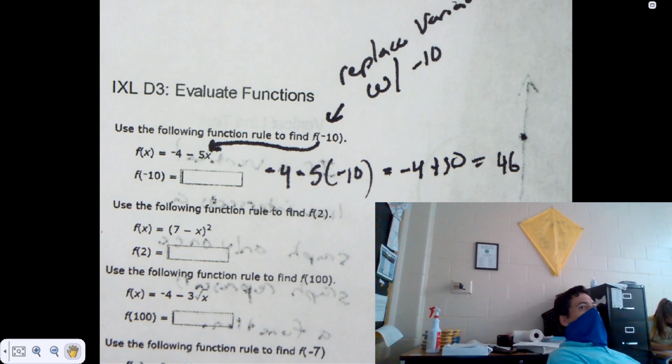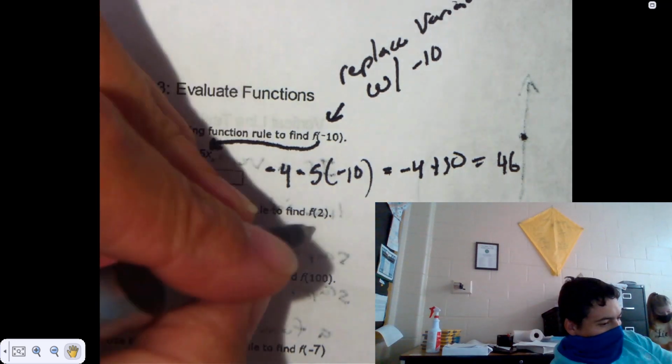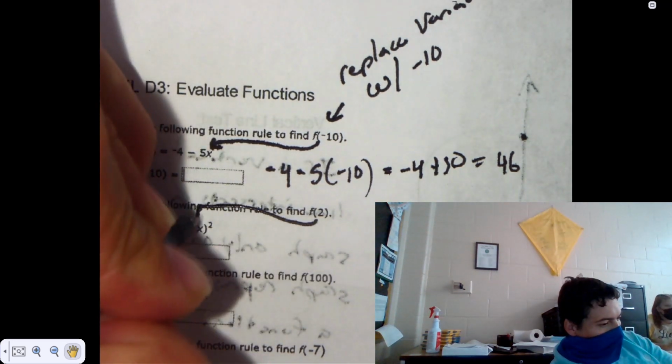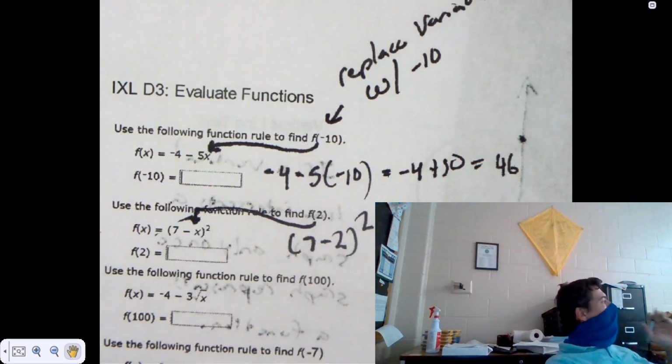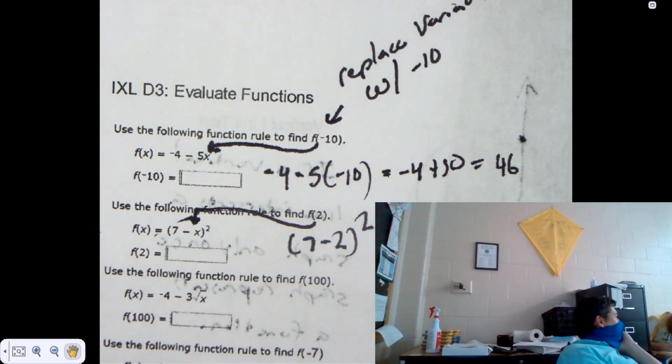F of 2. Alex, where am I going to put that 2? Anna, where am I going to put that 2? In the X. We're just going to take it and throw it right there. And I know there's several of you that don't need to write this down. I understand that 100%. I wouldn't, not on that question anyways.